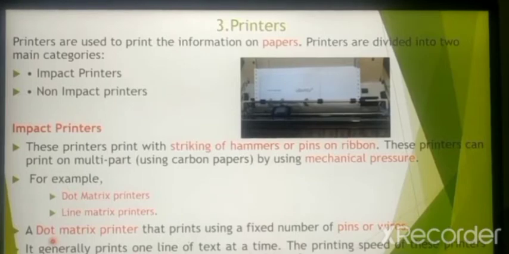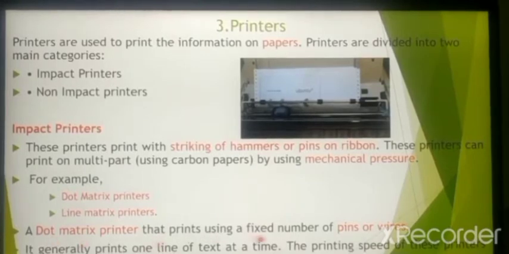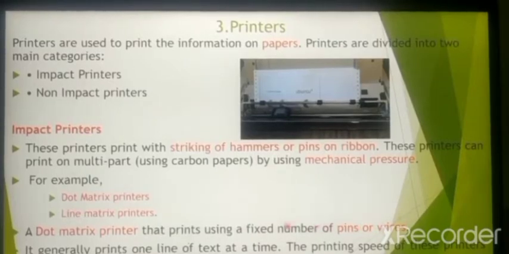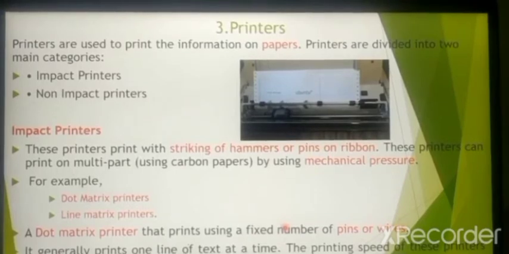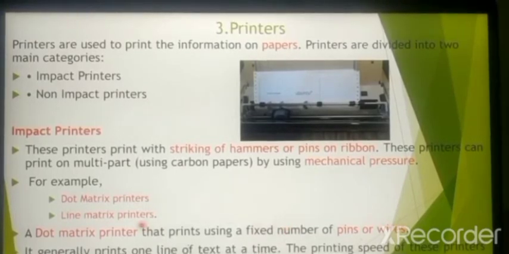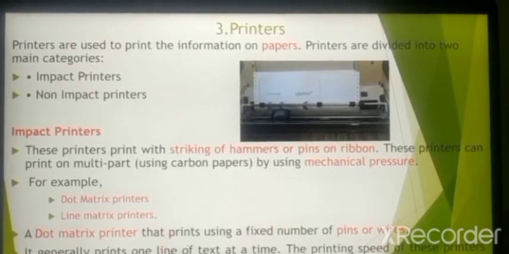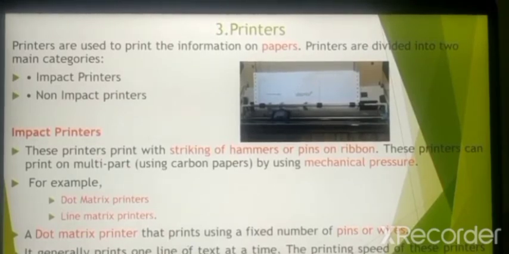A dot matrix printer prints using a fixed number of pins or wires. Here in this dot matrix we have some fixed number of pins and wires. With the help of these pins and wires only it can print the information. The printed information looks like dots, so it is called a dot matrix printer. The printing speed of this dot matrix printer is 30 to 1550 characters per second.